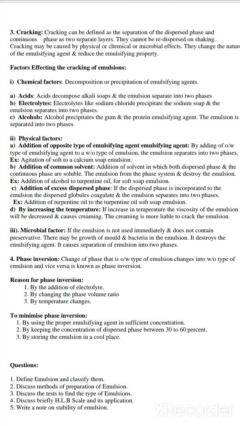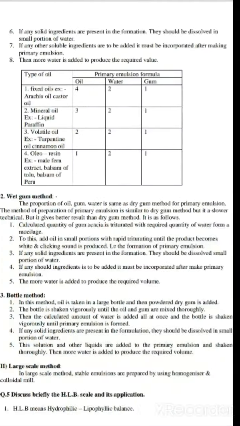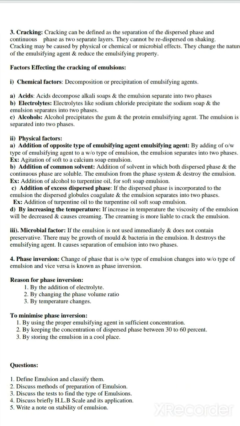Here are some questions which are generally asked in exams. Define emulsion. Simply you can define emulsion; here is the definition. Then classify them. You can easily classify the different methods of preparation of emulsions. On large scale method and small scale method, we have told you totally. Tests to identify the type of emulsion: there are 5 tests: dilution test, dissolubility test, electrical conductivity test, cobalt chloride test, and fluorescein test.